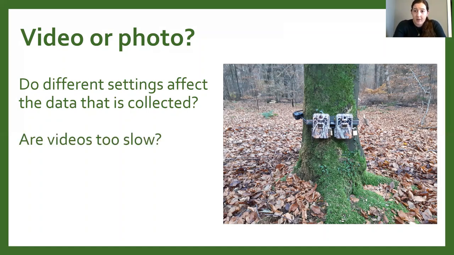Previously, criticism of video has been that the trigger speed on videos is too slow. So trigger speed is really important because that's the time between when a camera detects that an animal is there and when it actually starts videoing or taking a photo. Now, if an animal is moving really quickly and the camera reacts too slowly, then you'll just end up with a blank video and no record of that species, which is obviously not what we're after.